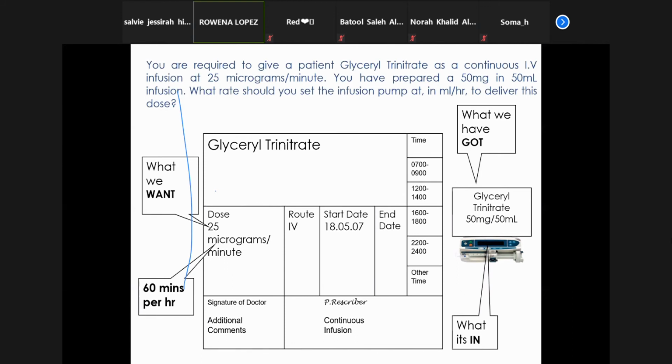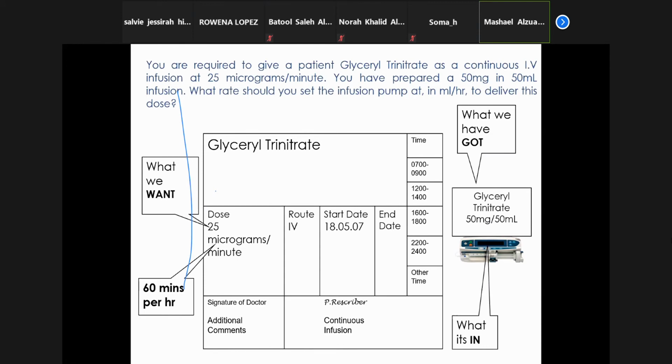So we have your dose, 25 micrograms per minute, 60 minutes per hour, and then what we have here is glyceryl trinitrate, 50 milligrams per 50 ml. So how many ml per hour?